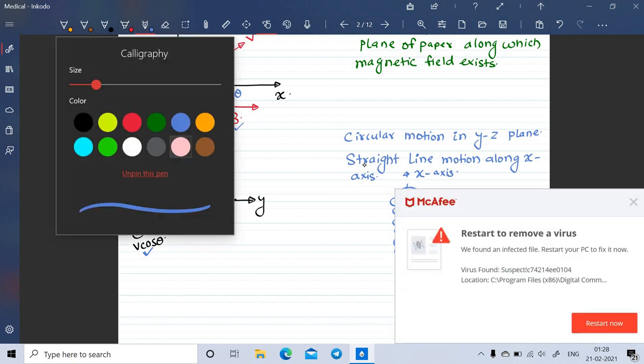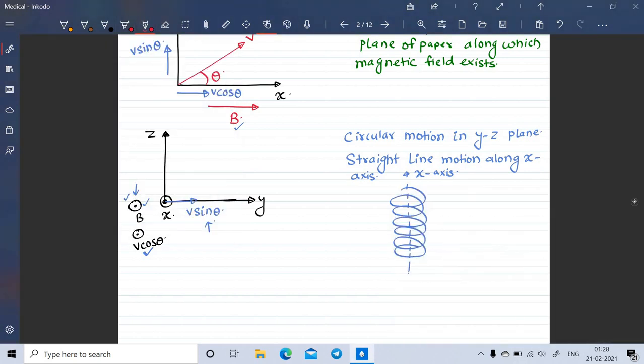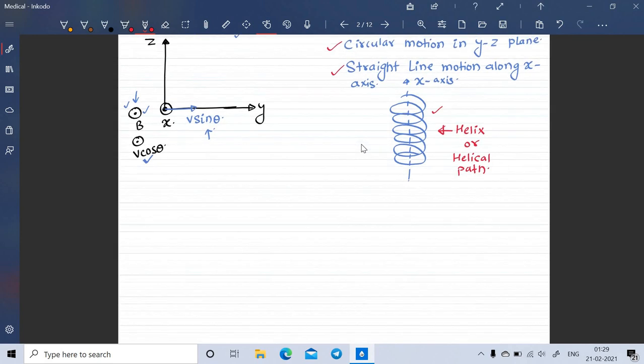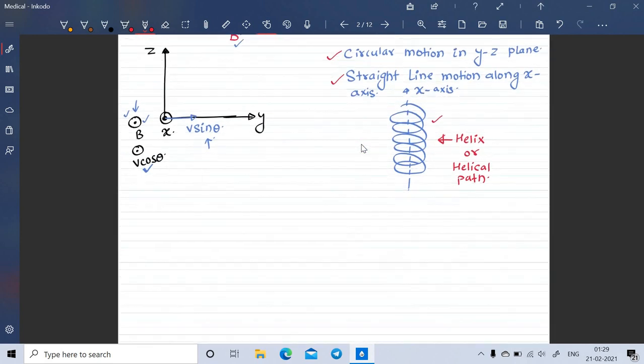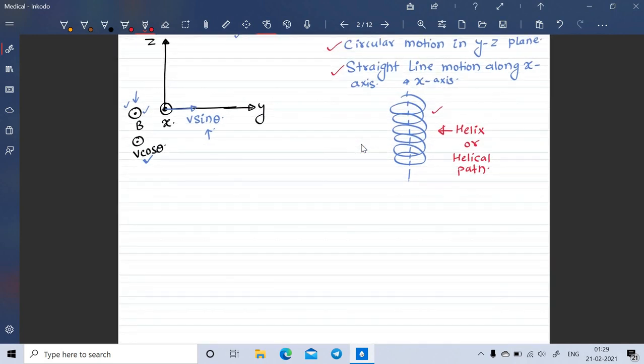This kind of motion is known as helical path or helix. So when I combine circular path and straight line, I'll get this resultant, which is a helix or helical path. Now let's try to understand both of the motions individually.